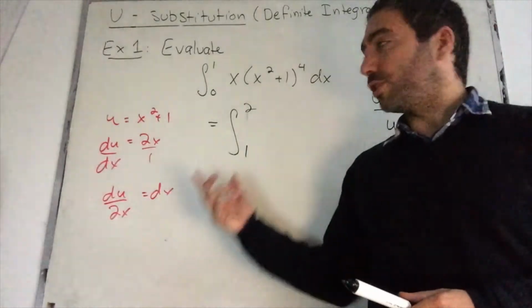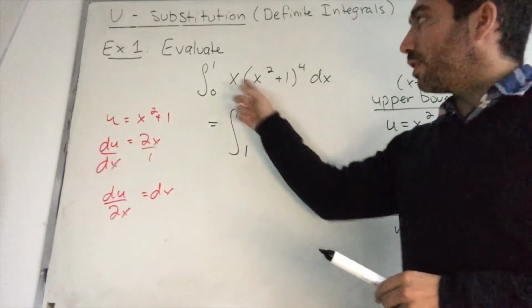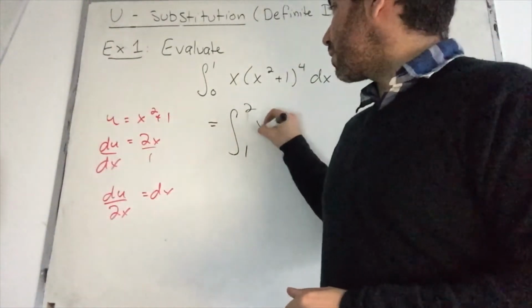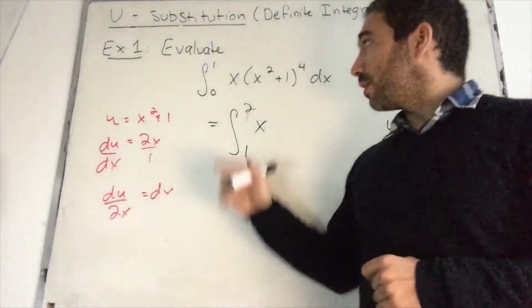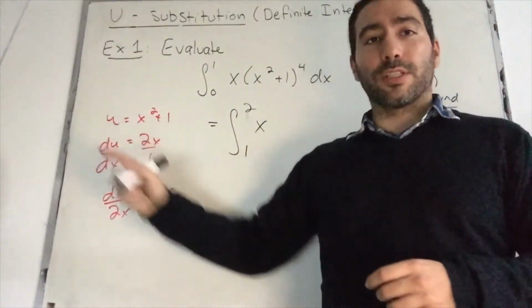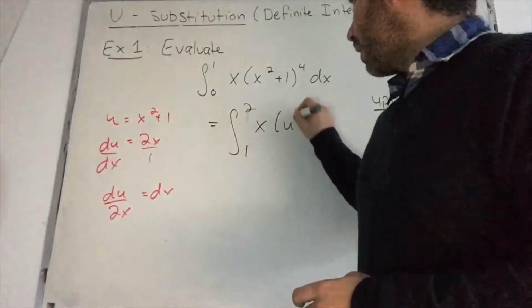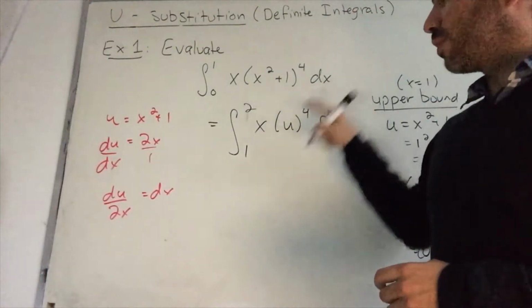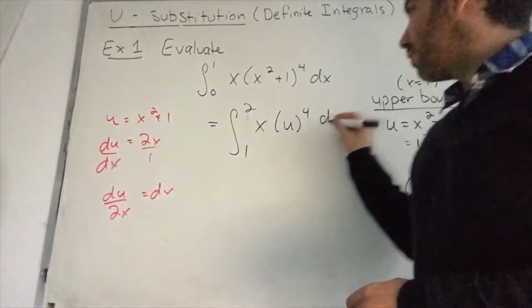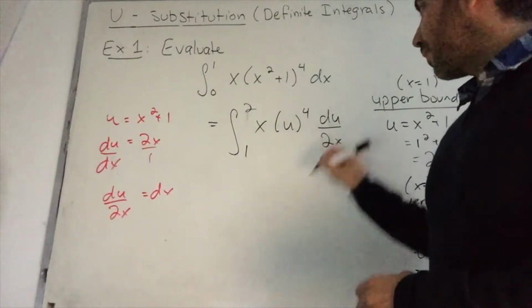Okay, so we have to switch the bounds of integration. Now that we switched, let's replace everything that we know. We have our x that has to stay. We can't do anything about that. Inside the bracket, x squared plus 1, we're going to substitute it with u. So we have u exponent 4, and dx, we're going to substitute it with du over 2x. Okay, this is our job.